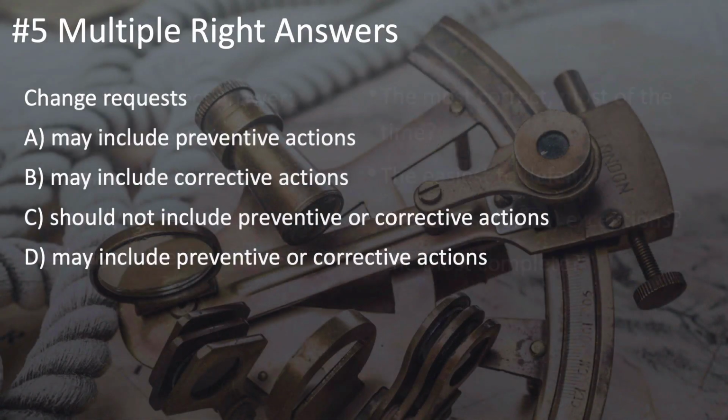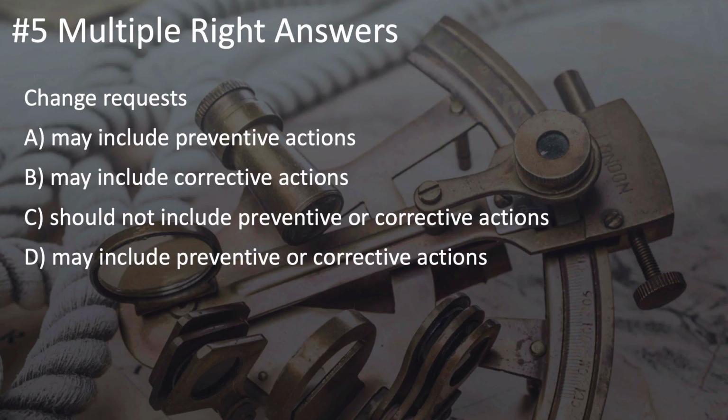Here is an example of a question that has multiple right answers. Change requests. A, may include preventive actions. B, may include corrective actions. C, should not include preventive or corrective actions. Or D, may include preventive or corrective actions. Now, as you take a closer look at this, what's the right answer?